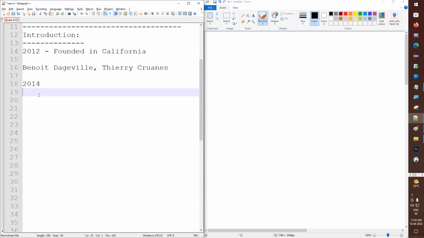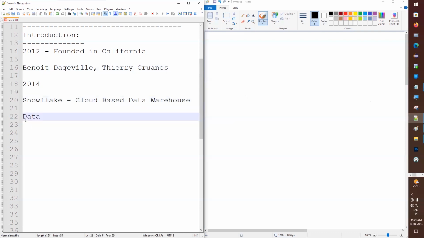Snowflake is a data warehouse, that is what they say. It is a cloud-based data warehouse. These are the guys who founded Snowflake, so we need to know what Snowflake is. Snowflake is a cloud-based data warehouse, as they told. So what is a data warehouse? We should know each and everything: what is data, what is a data warehouse, what is cloud-based. We will learn everything.